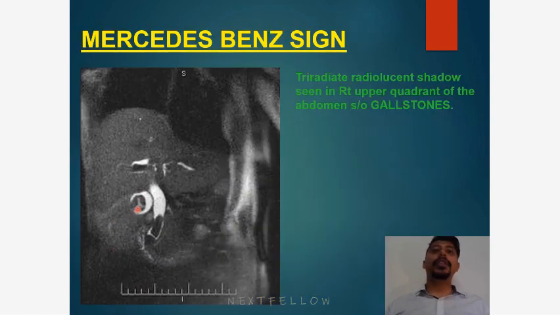Mercedes-Benz sign. We can appreciate this on MRI abdomen. Tri-radiate radiolucent shadow seen in the right upper quadrant of the abdomen in the gallbladder, suggestive of gallstones. So there is also choledocholithiasis. This filling defect is also appreciated here in the distal part of the CBD, and also the tri-radiate Mercedes-Benz appearance in the gallstone.